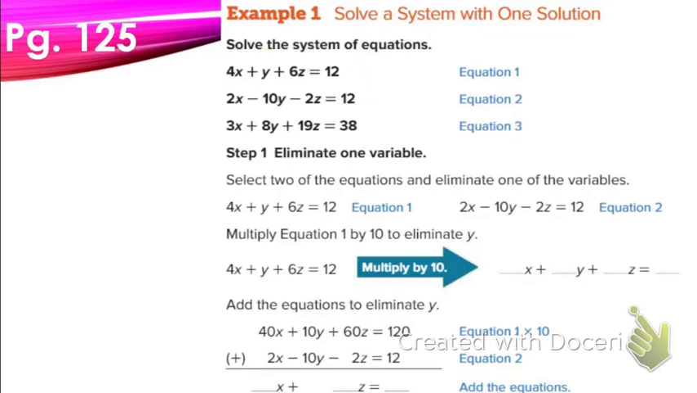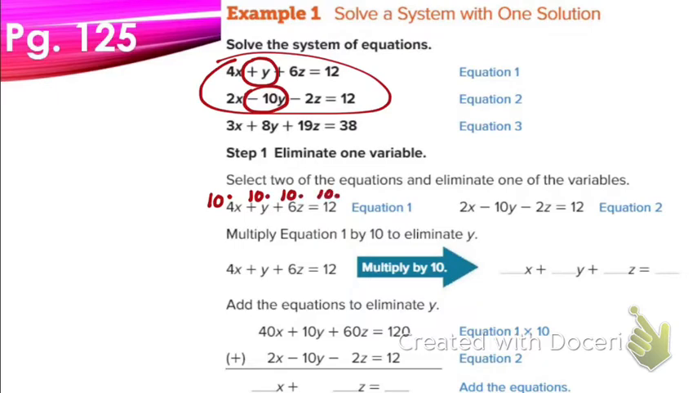On this example, page 25 in your book decided that it would be easiest for us to eliminate y from these first 2 equations. Why did they pick y? Yeah, there's a negative 10 here. There's just a 1 right here, 1y, but what could I multiply by so that they will cancel? We can multiply that entire equation by 10. So I'm going to multiply each piece by 10.